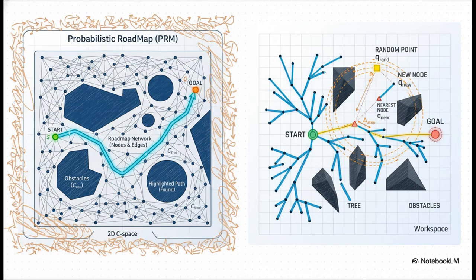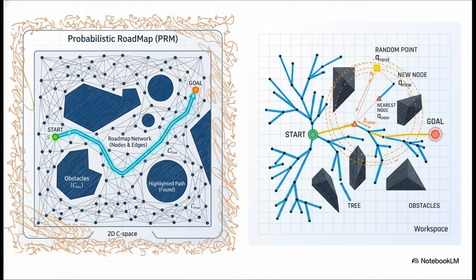Okay, but what if you need a path like right now? Well, that's where the rapidly exploring random tree, or RRT, comes into play. So on the left, you see PRM building out that whole network. On the right, RRT works totally differently. It starts at the beginning and grows a tree of paths outwards. It does this by picking a random point and then extending the nearest branch of the tree just a little bit in that direction.